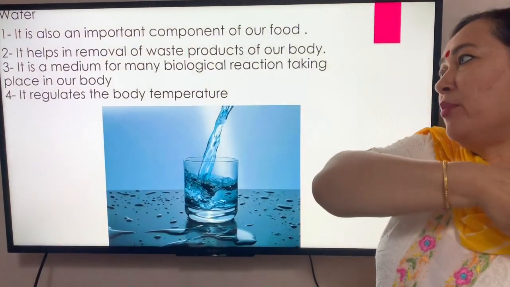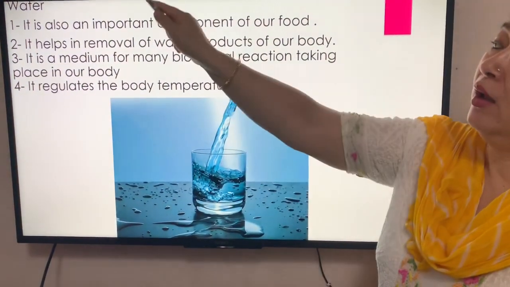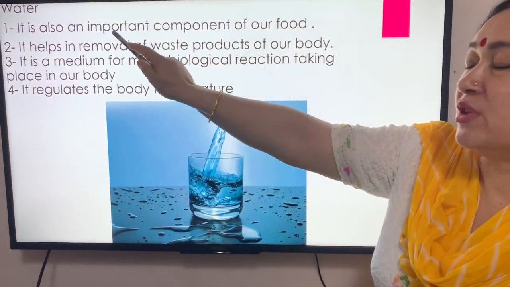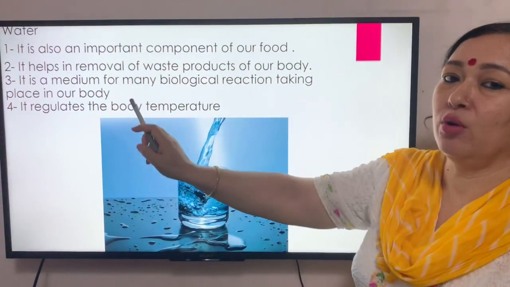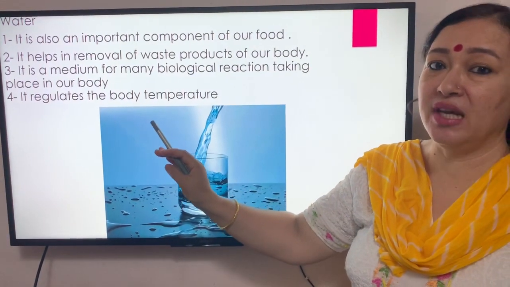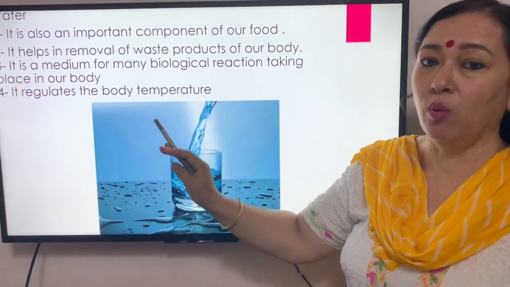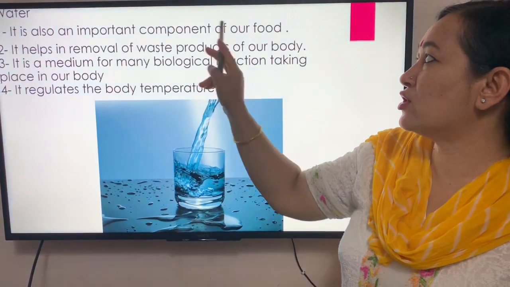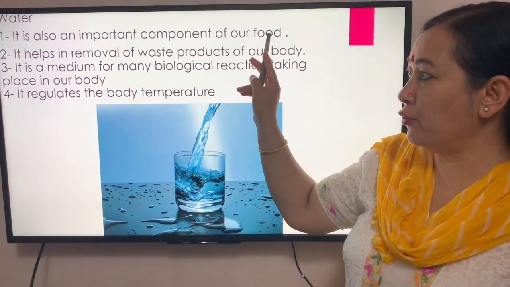Now, the next component that is found in food is water, which is again very, very important. You all know that we can stay without food for some days, but we cannot stay without water. So water is the most important component of food.